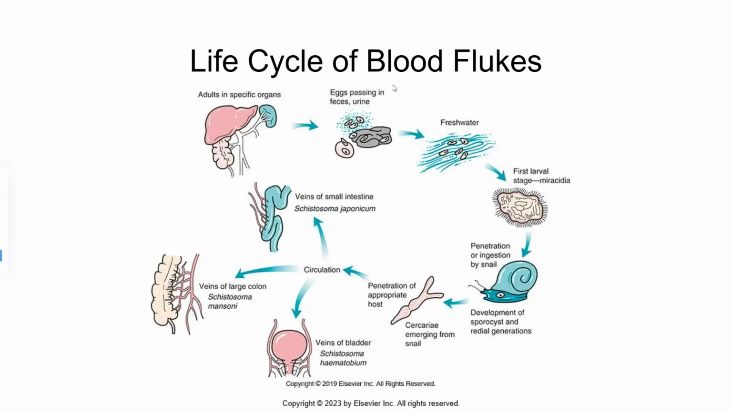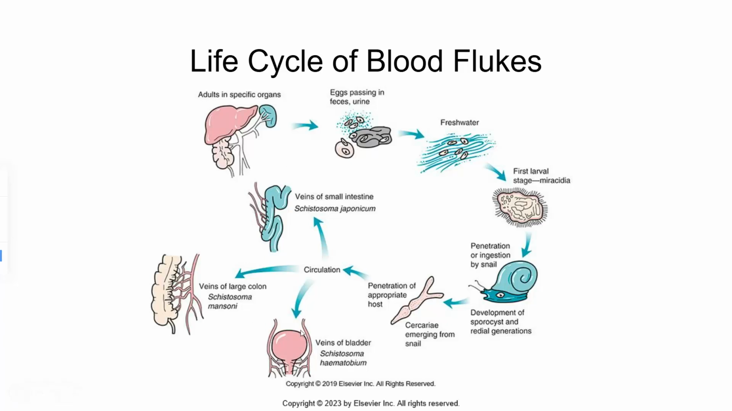So here's the life cycle of blood flukes. So you've got eggs that passed out in the urine or in the feces. Then they go in fresh water. And then they're going to hatch and become miracidia, which then penetrate into the snail. From the snail, they leave, becoming cercariae, and then they can penetrate into the host. Once they penetrate into the host, so if it goes through your skin while you're wading in snail-infested waters, it's then going to hit circulation and target particular areas depending on what type it is.